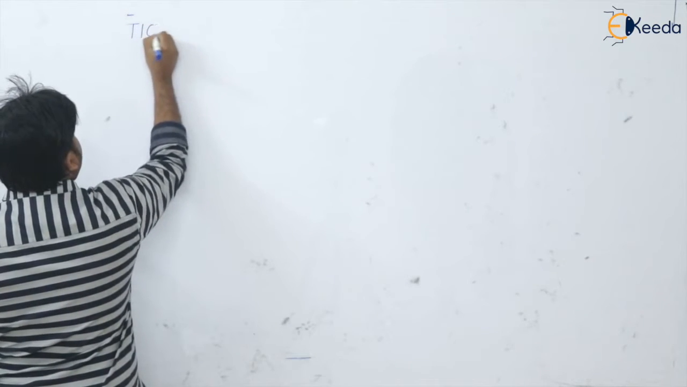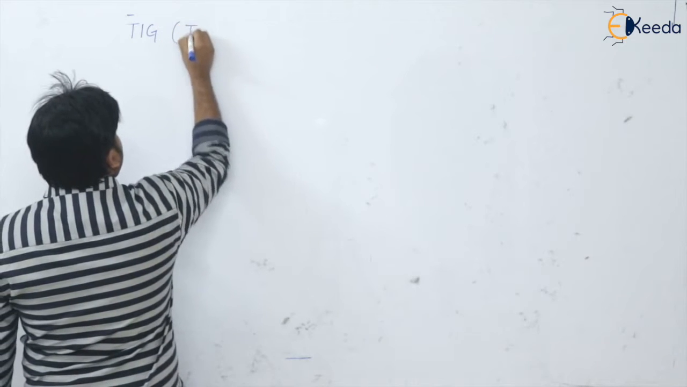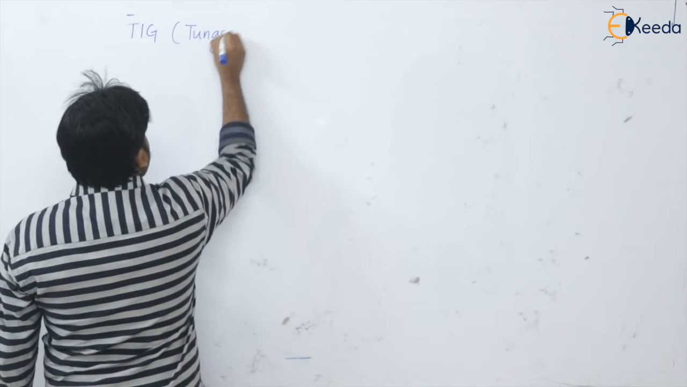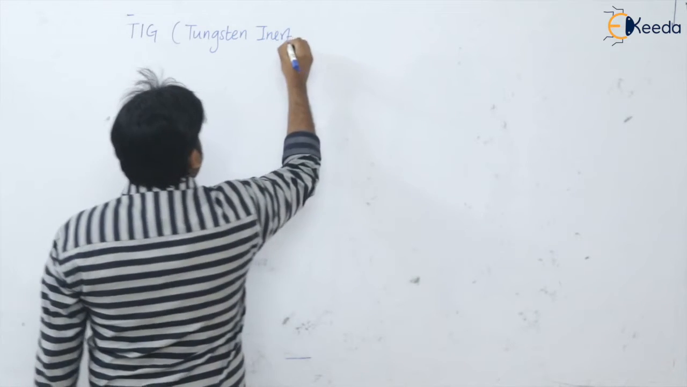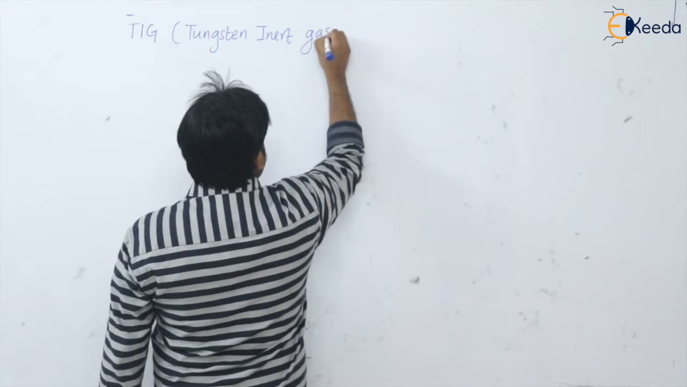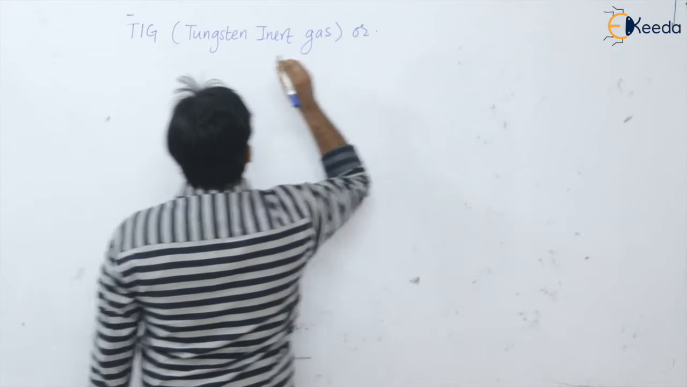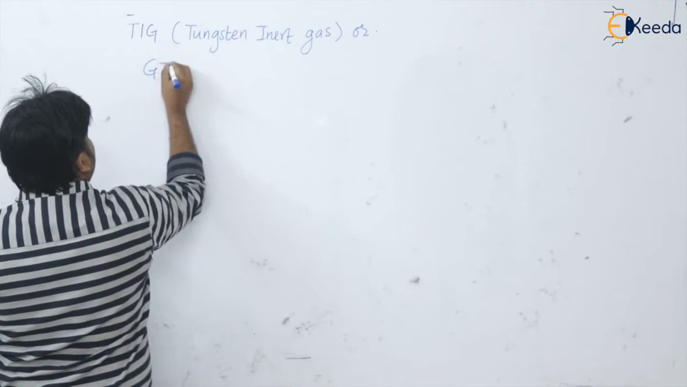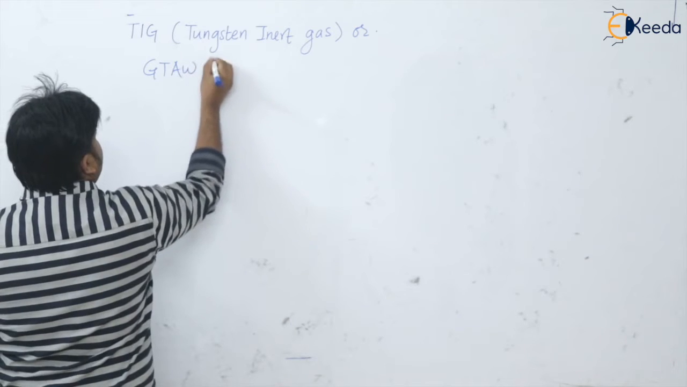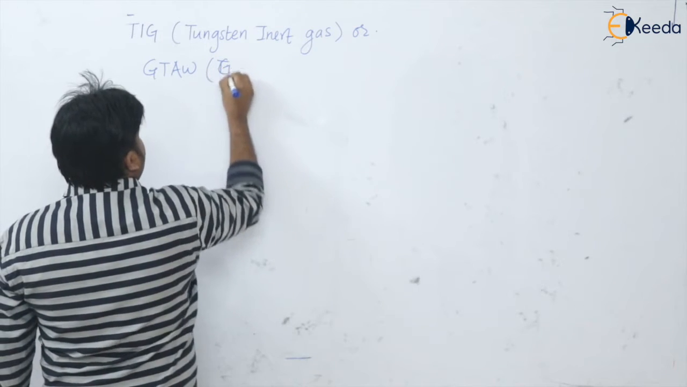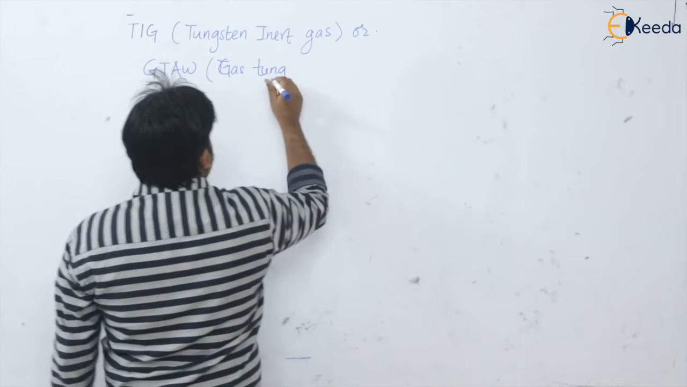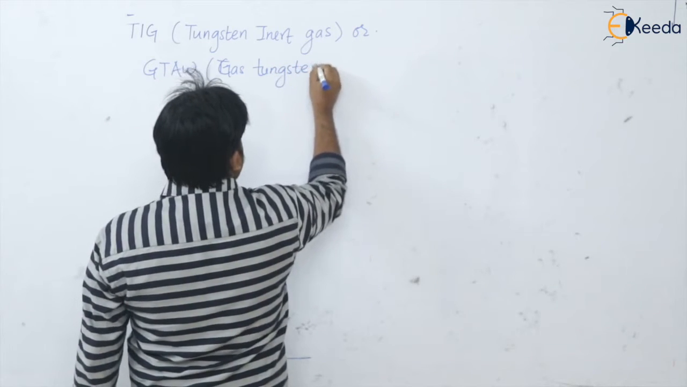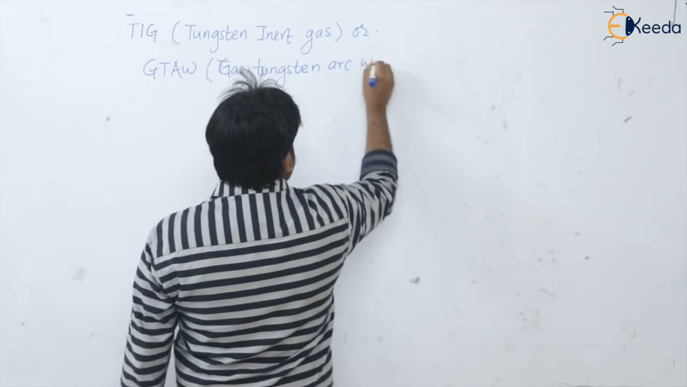The TIG, that is tungsten inert gas welding, or this is also known as GTAW, that is gas tungsten arc welding.